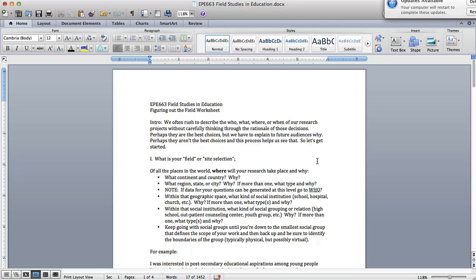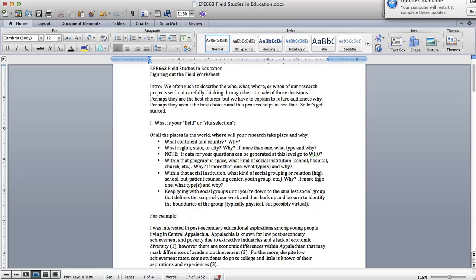Okay. So what is your field, or where is your site? Start really big and, practically speaking, work your way down in scope. So if you could go anywhere in the world to do your research, what continent and country, and why?